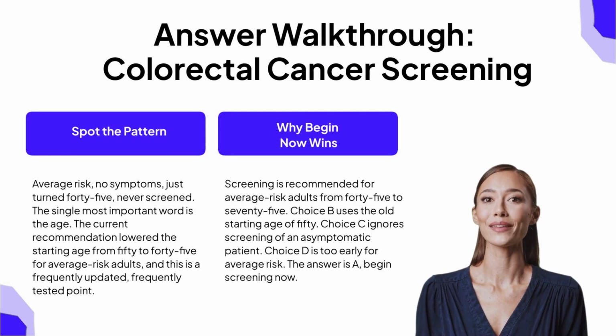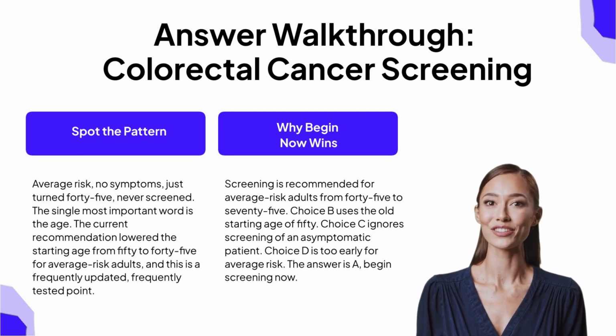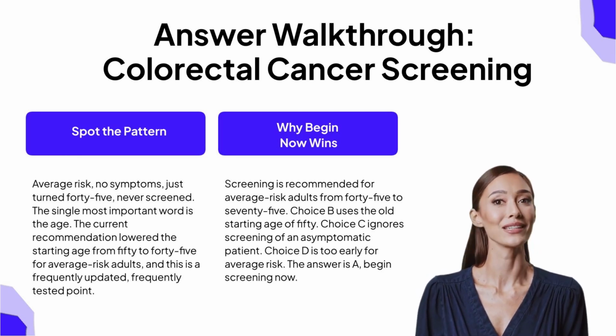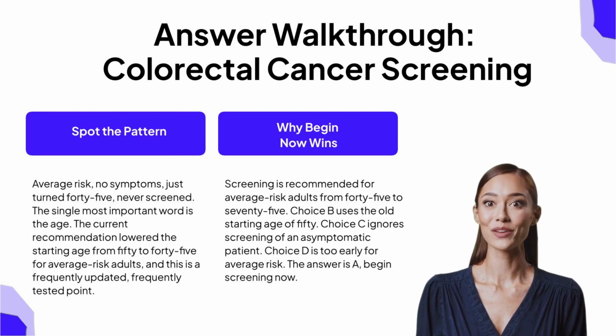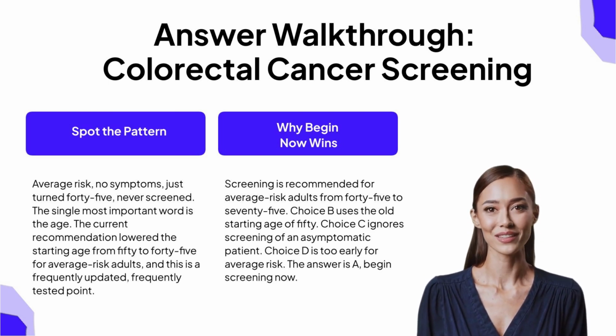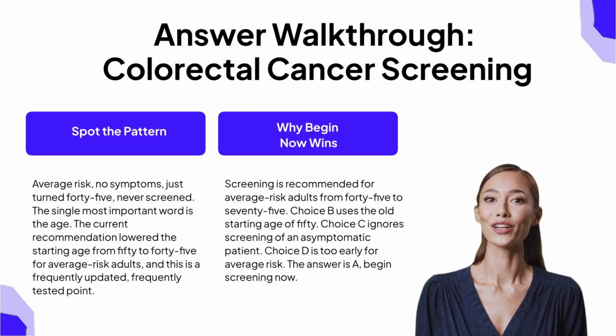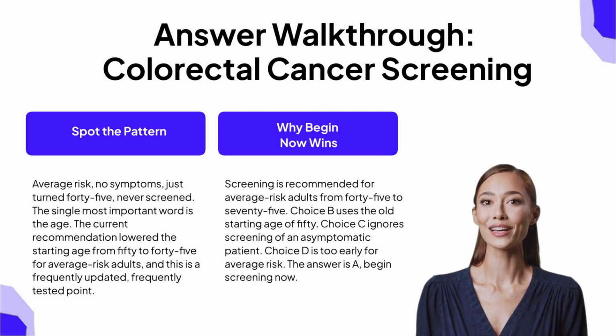Spot the pattern: average risk, no symptoms, just turned 45, never screened. The single most important word in the stem is her age. The recommendation lowered the starting age for average risk adults from 50 to 45, and this is a frequently updated, frequently tested point. Now eliminate.